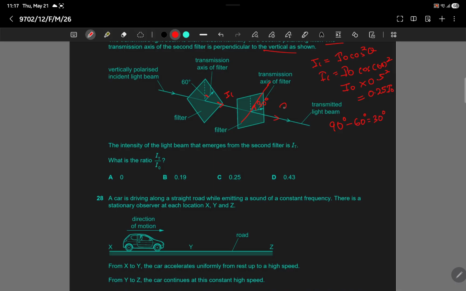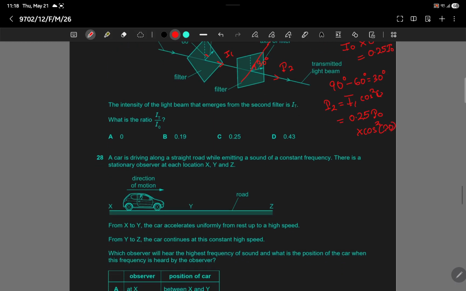So let's call this I2. I2 is basically I1 cos squared theta. And we already know what I1 is. I1 is 0.25 I naught. So I2 is 0.25 I naught into cos squared 30.